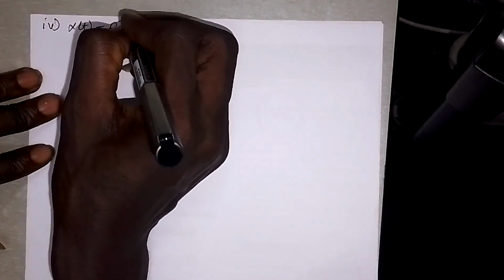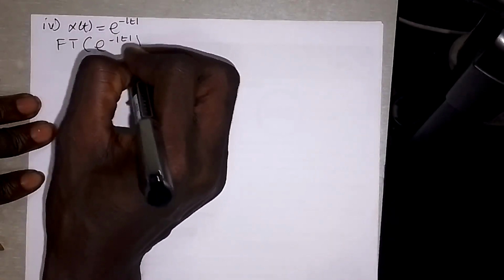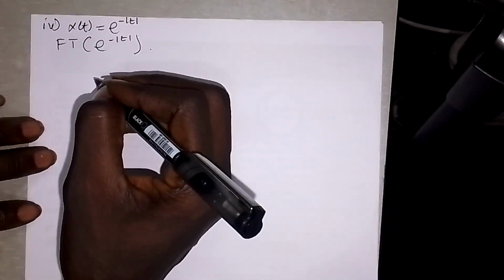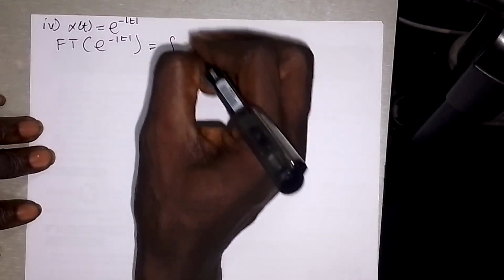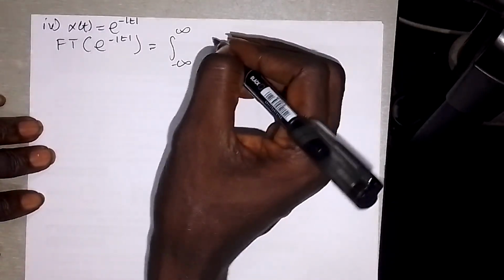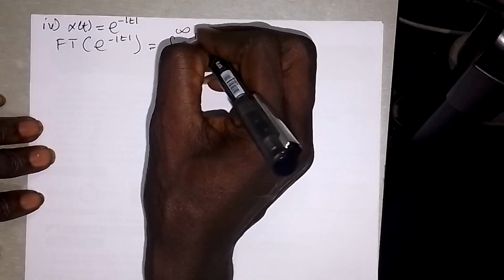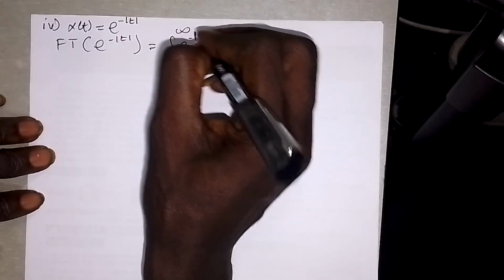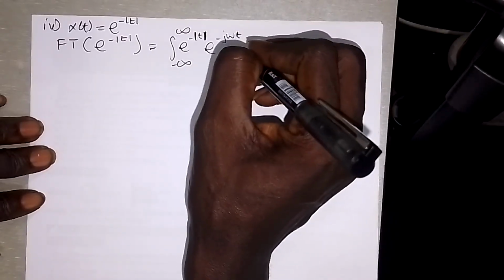X of t is equals to e exponent minus mod t. So we need the Fourier transform of e exponent minus mod t. What will be the Fourier transform for this one? It's going to be the integral from minus infinity to infinity of e exponent minus mod t, times e exponent minus j omega t dt.